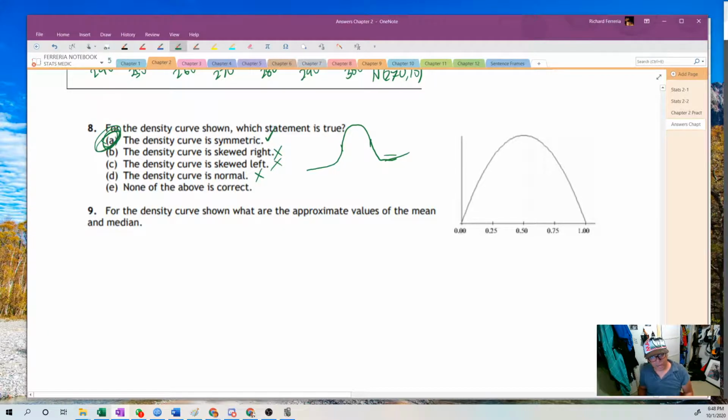And question 9, which should be a little bit easier, is what are the approximate mean and median? Well, if we just said it's symmetric, the mean and median should be right in the middle, or the line of symmetry, which is 0.5. So the mean is about equal to the median. Really, it's exactly equal here, and that's equal to 0.5.